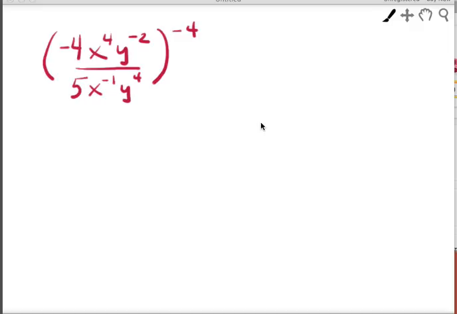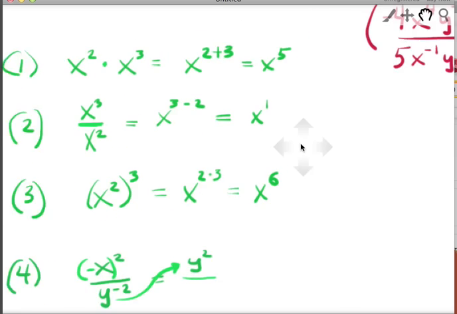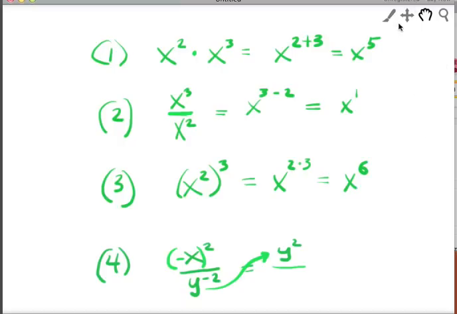So I'm going to work this one. If you want to stop the video here and work it yourself, go ahead. First thing I want to do though is do a quick survey of what's called the laws of exponents. Now, the textbook is not currently calling 1, 2, and 3 here the laws of exponents.